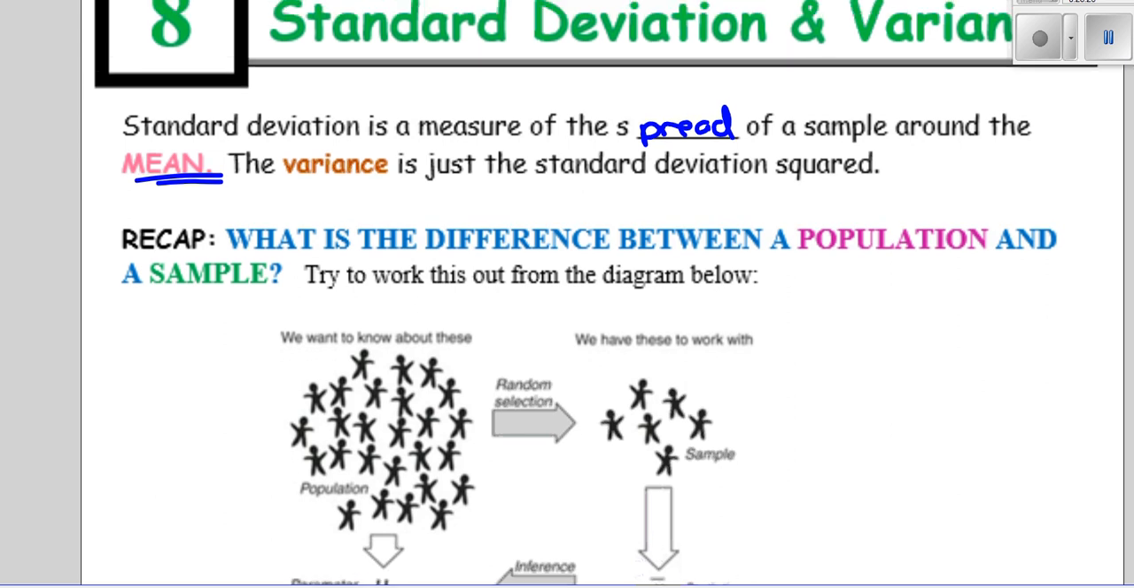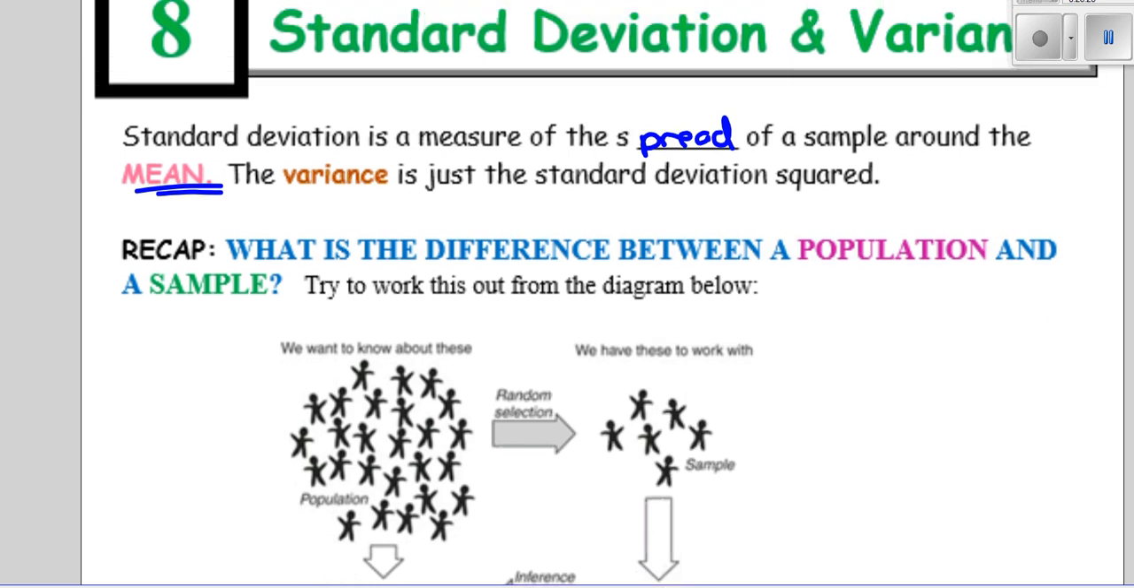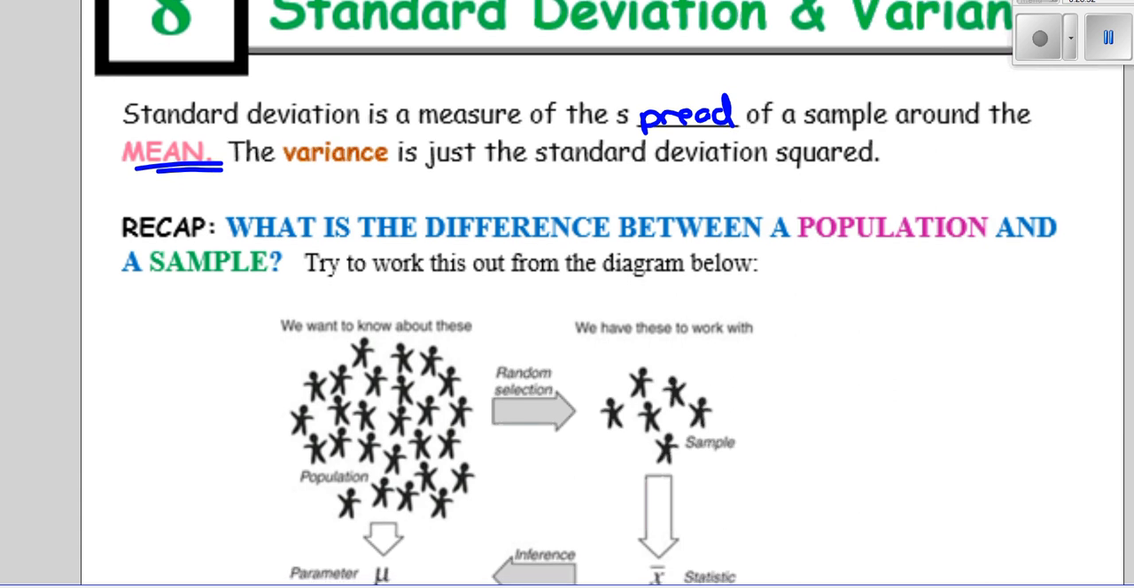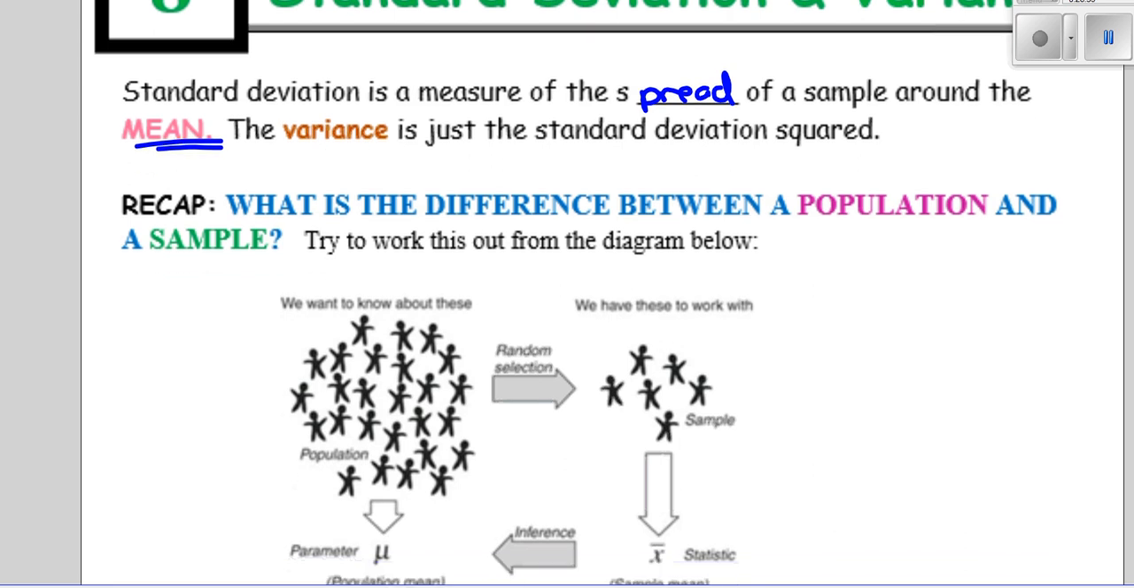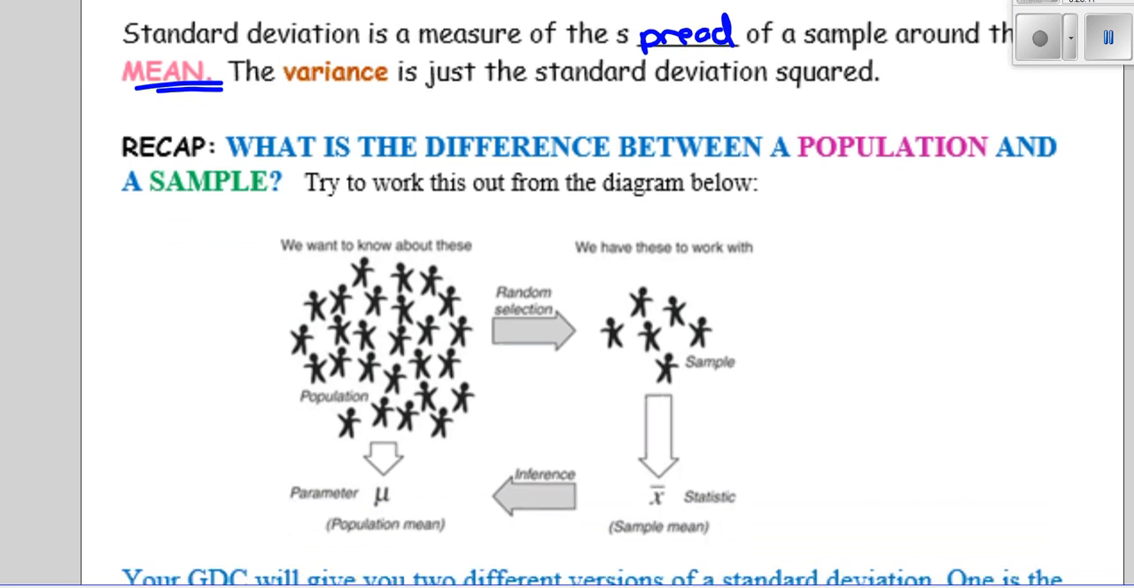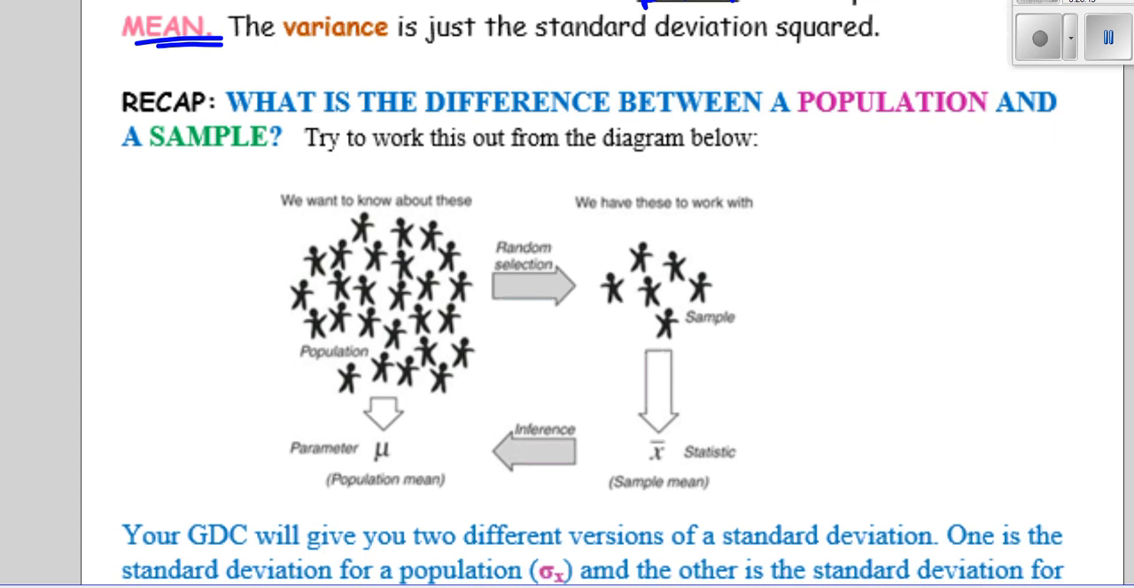So you'll get to learn a bit more now about what it is. It's a spread of data around the mean. The variance is just the standard deviation squared, nothing special about it, really. It's just a different way of measuring the spread, if you square the standard deviation instead. This diagram might look familiar.